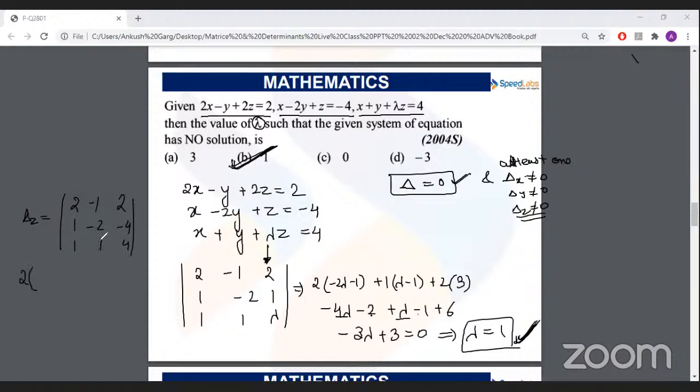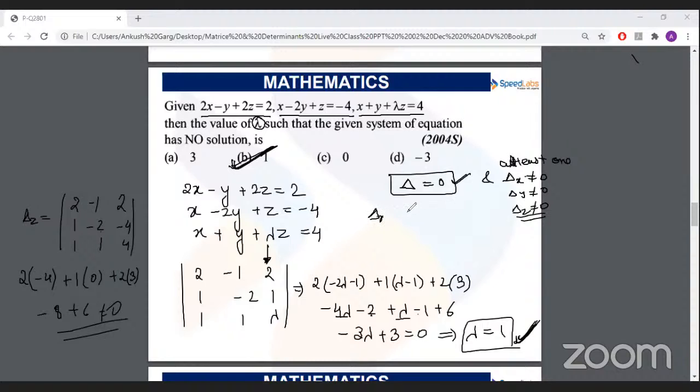So here, is this coming non-zero? -8 + 4, that will be -4, + 1 into (4 - 4) = 0, + 2 into (1 + 2), that will be 3. So -8 + 6, this is coming not equal to 0. That means yes, I will have no solution for lambda equal to 1, because delta will be 0 and delta z is not coming equal to 0.